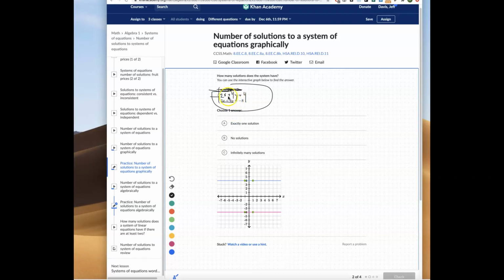If you wanted to look at the intercepts, do 4 divided by 2 for your x-intercept, 4 divided by 4 for your y-intercept, negative 8 divided by 2 for your x-intercept, negative 8 divided by 4 for your y-intercept, and there you can see parallel lines, no solution.